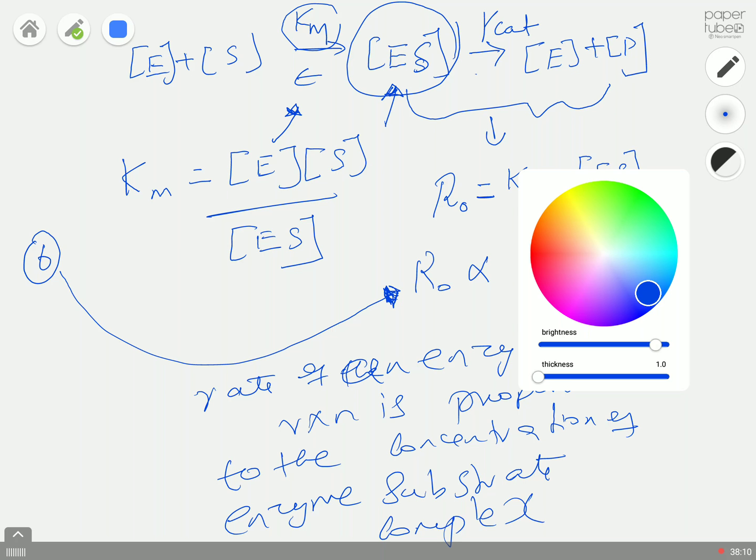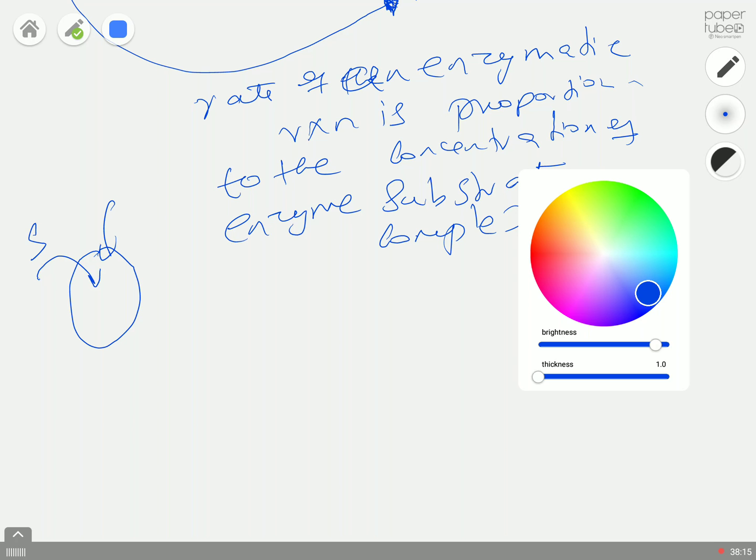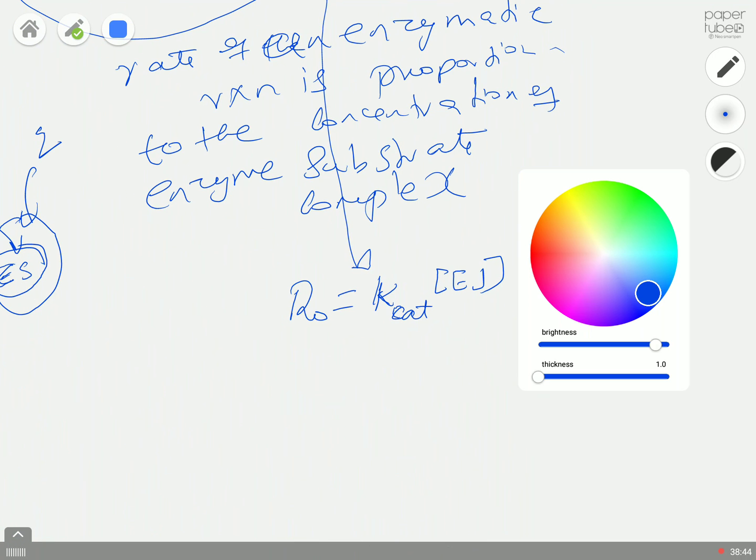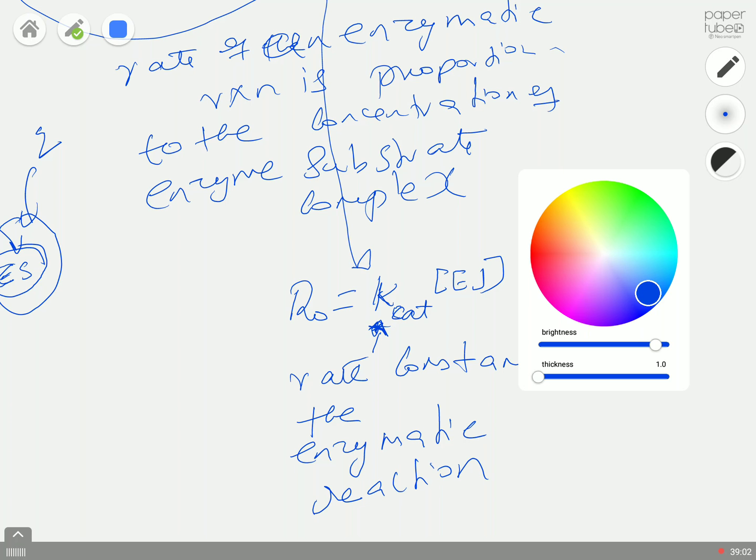Now we started the enzymatic reaction with the substrate and the enzyme, but your rate of reaction will be determined only after the formation of enzyme substrate complex inside the reactor. So that's the main key assumption made by Michaelis and Menten. If you want to remove the proportionality factor, you need to add a constant. That constant will be your kinetic constant, which I use the notation Kcat, the rate constant for the enzymatic reaction. So far so good.